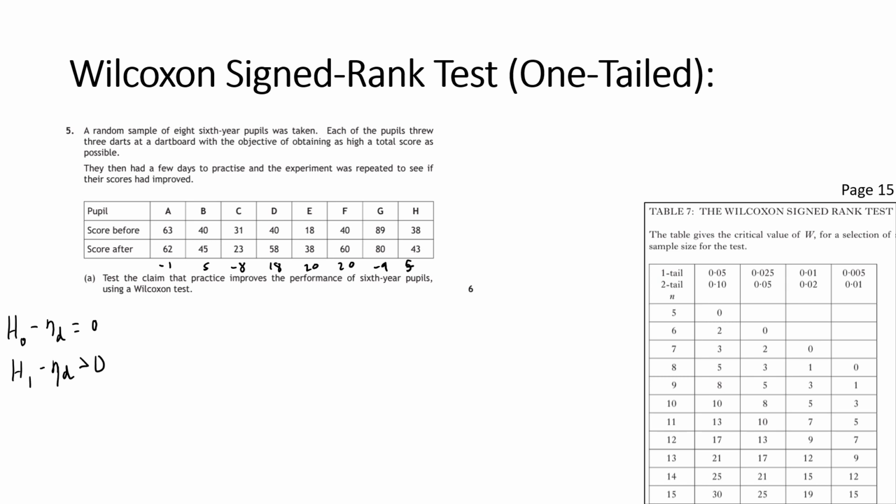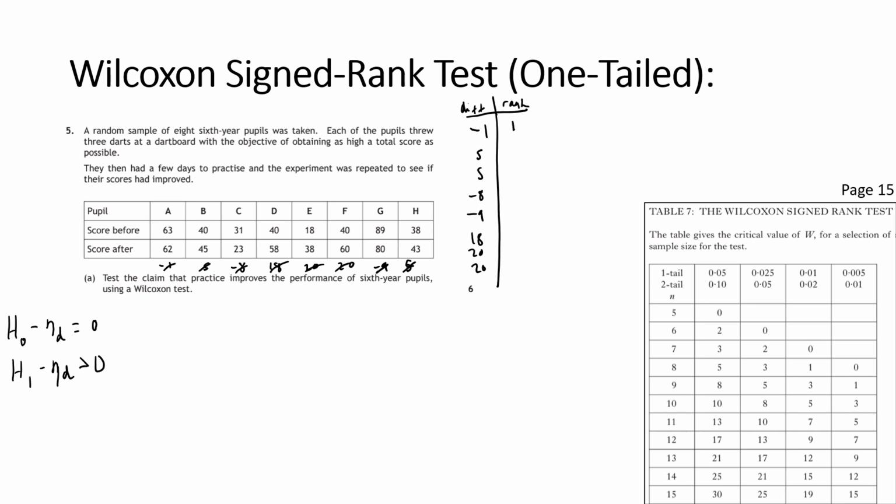Now I would rank them. I'll do that here. So the lowest number is 1. Then we have 2 positive 5s. And I'll cancel these whilst doing this. Next is a -8 and -9. I'll cancel them out. Then it's 18, 20, 20. So that's our difference. And now I rank them.